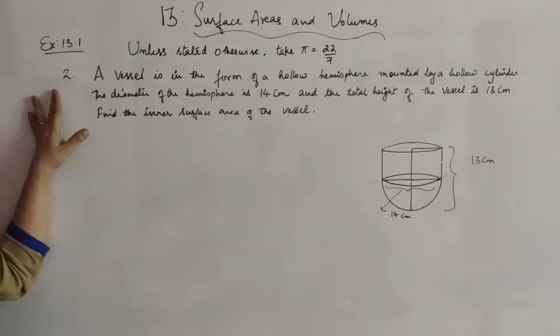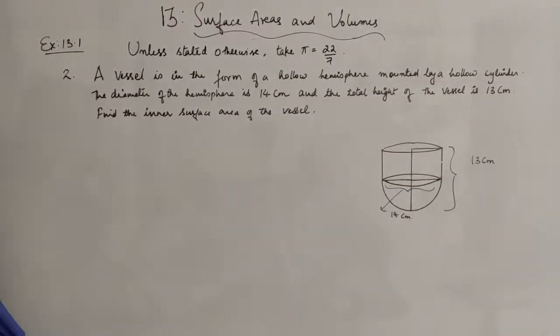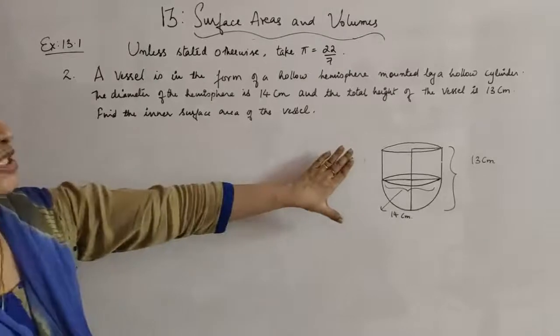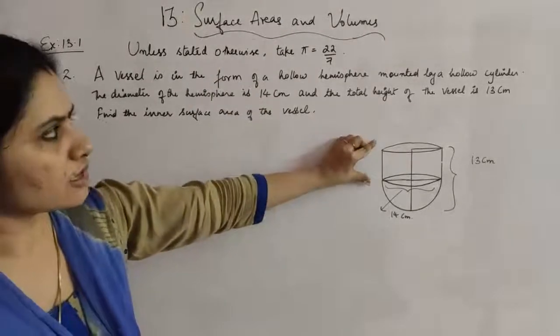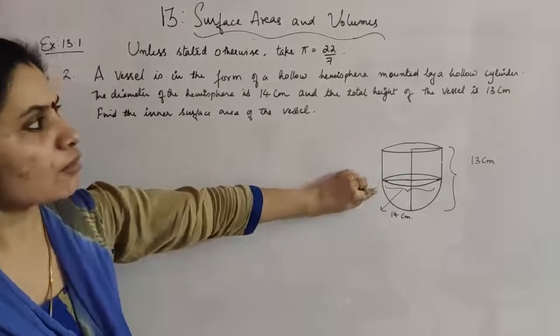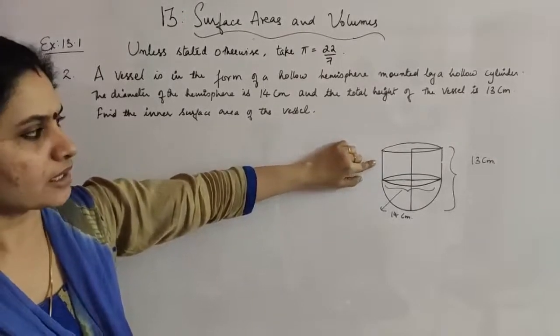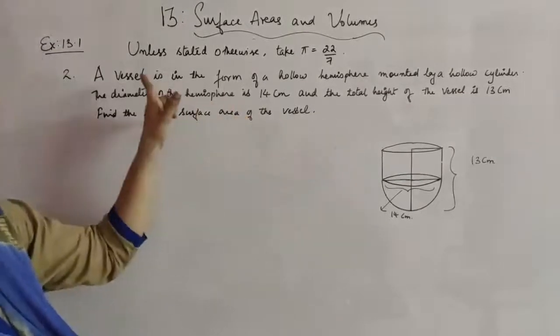Now question number 2 is, a vessel is in the form of a hollow hemisphere mounted by a hollow cylinder. The diameter of the hemisphere is 14 centimeter and the total height of the vessel is 13 centimeter. Find the inner surface area of the vessel. Okay, so for that we will draw a rough figure in which you can just mention that hollow hemisphere. This is hollow hemisphere, above which you have a hollow cylinder. Okay, combination of these two is the vessel.